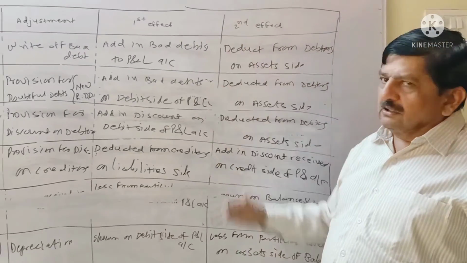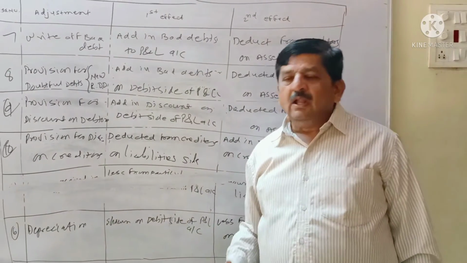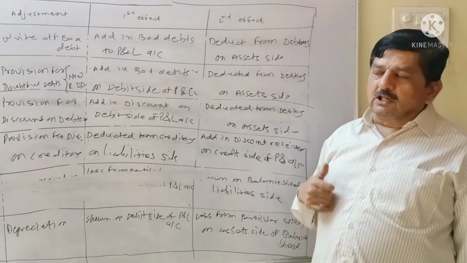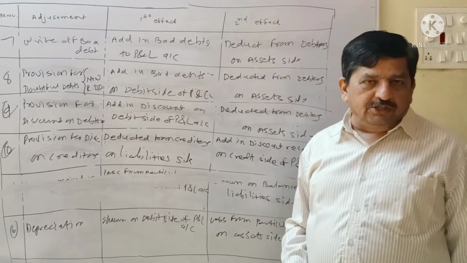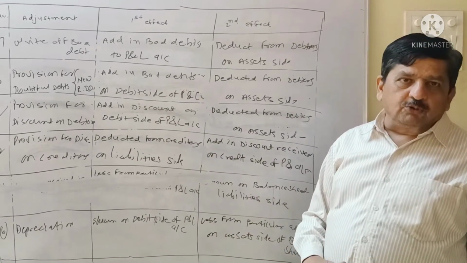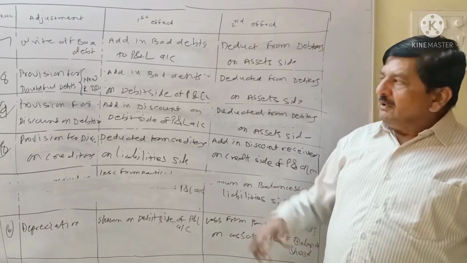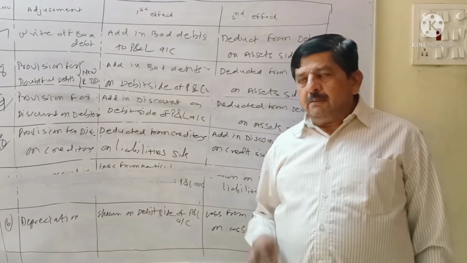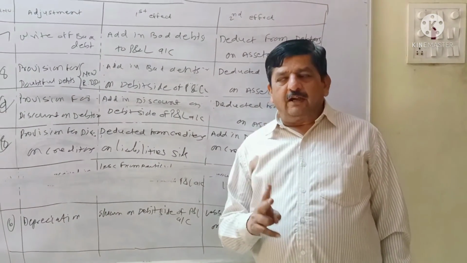So these are the 10 adjustments given. In the next lecture I will do a further 10 to 15 adjustments. Some hidden adjustments may also be given in the trial balance. These adjustments are very important because every adjustment has two effects, debit and credit.